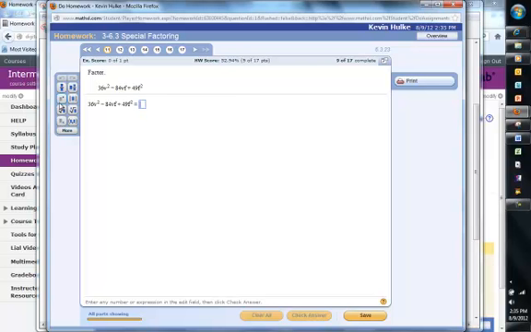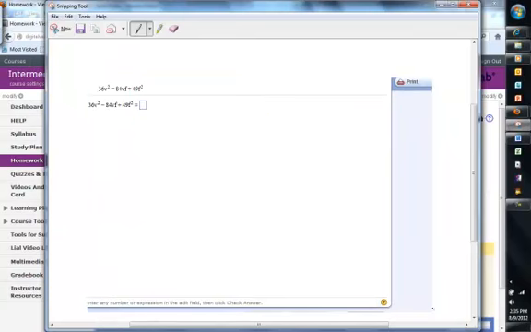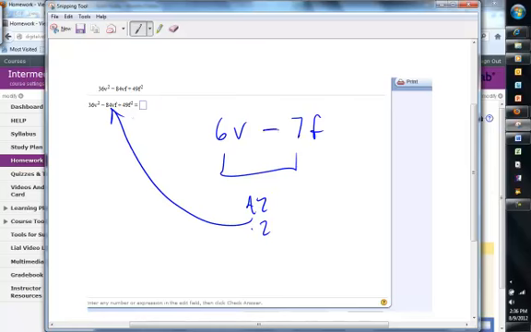Number 11. Looks really complicated. Let's see if we can simplify it before we go through the middle business. No, we can't simplify it, so there's got to be something else going on here. If you notice, the beginning part is a perfect square of 6v. The last part is a perfect square of 7f. If you take 6 times 7, which is 42, times 2, you get 84. So since it's negative, our factored form is going to be 6v minus 7f squared.